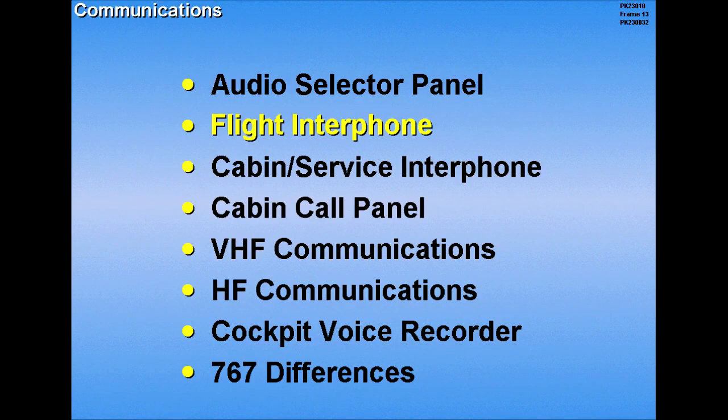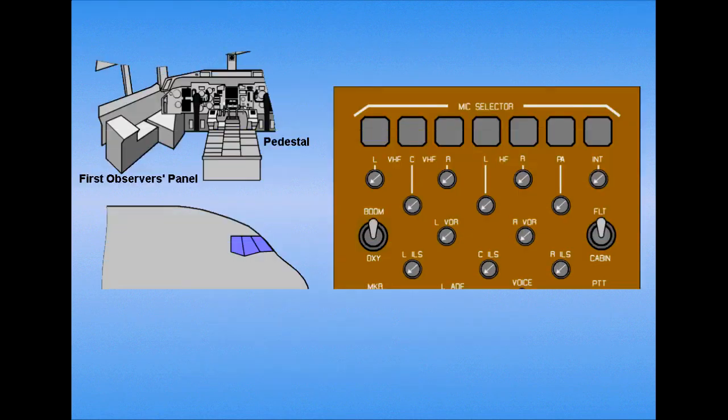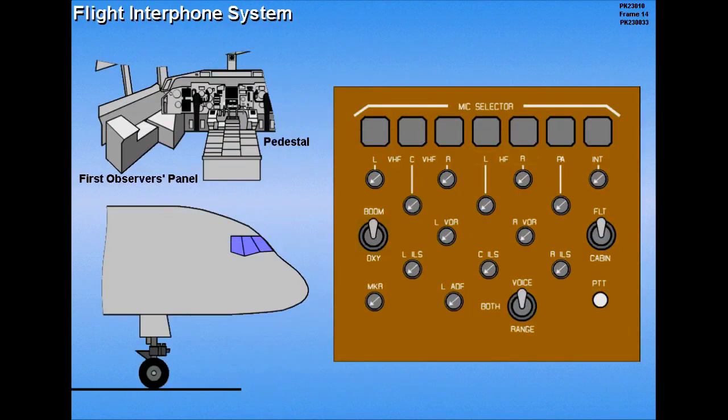Now let's look at the flight interphone system. The flight interphone system permits communications between flight crew members and ground crew by connecting all audio select panels and the remote APU control panel.